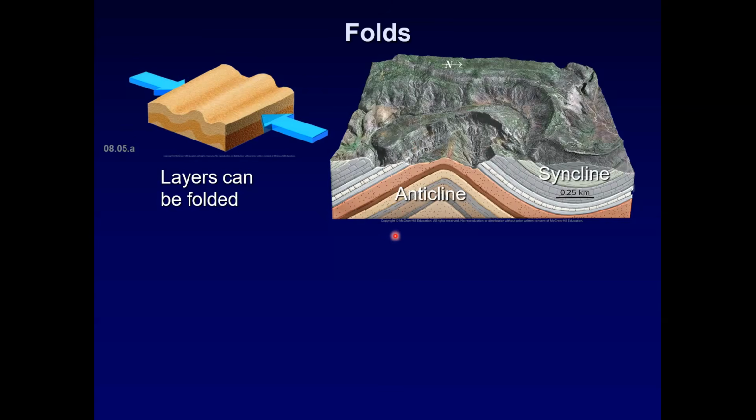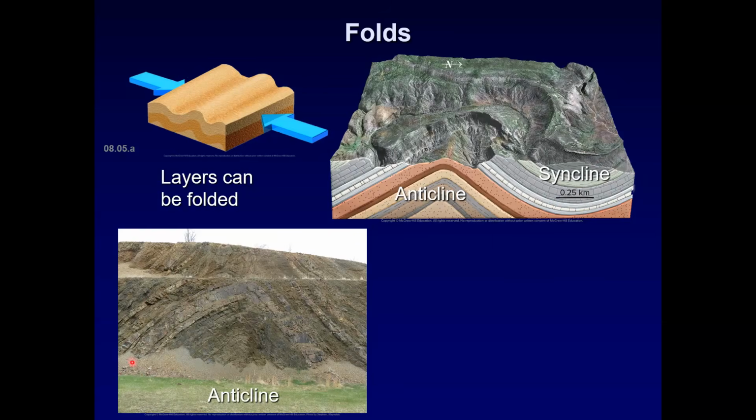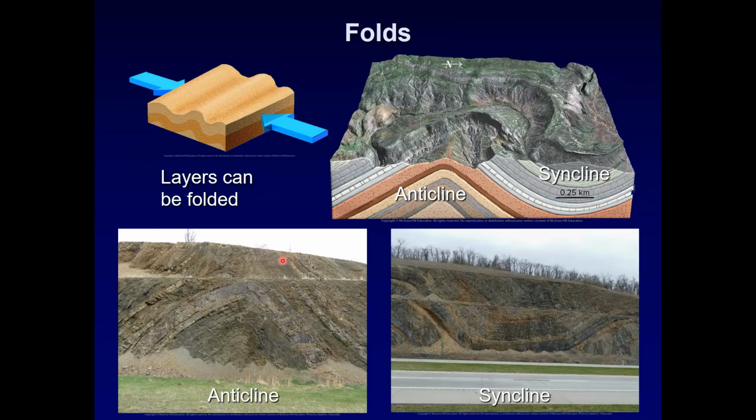This is an anticline. That's where your rock layers are generally warped upwards, and the oldest rocks in the anticline are in the center of the fold. Syncline is kind of the opposite here. The rock layers are generally folded down, and the youngest rocks are located in the center of the fold. See an anticline here in the outcrop view, and a syncline as well.